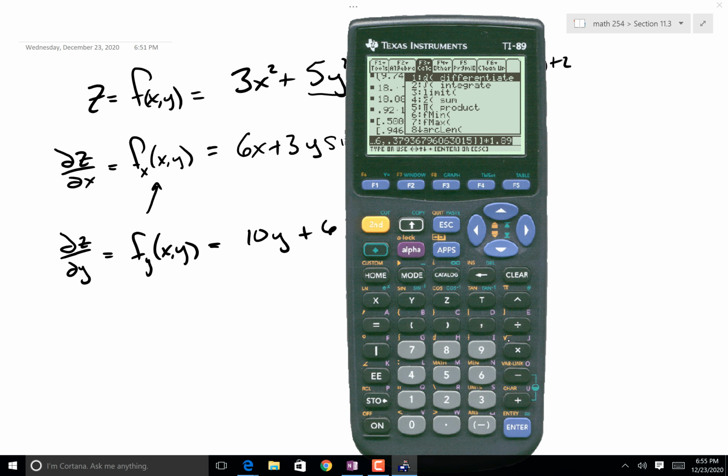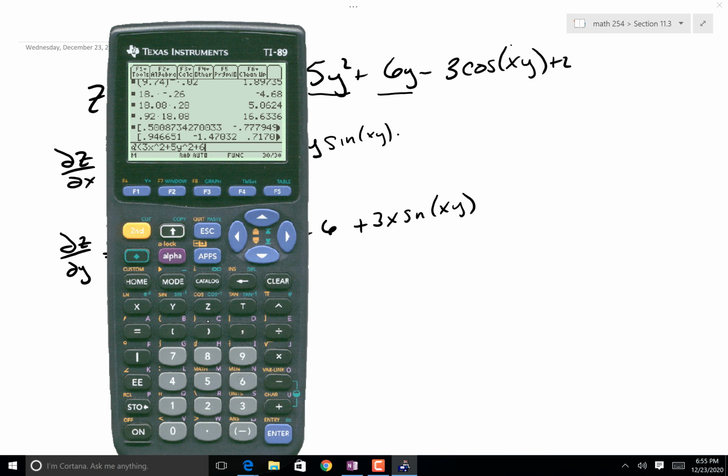You're going to say, let's take the derivative of 3x squared plus 5y squared plus 6y minus 3 cosine. Now be careful, you need to do x times y. If you do not, it will assume that xy is its own variable, and that will not be optimal. Comma x. So I take the derivative with respect to x. Boom. For whatever reason, it always puts the y behind the sine. I don't really get it, but we got the right answer. And then all one has to do is change this x to a y. Boom, there's your partial with respect to y.